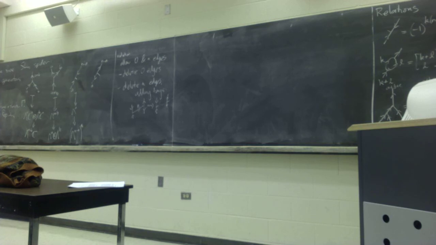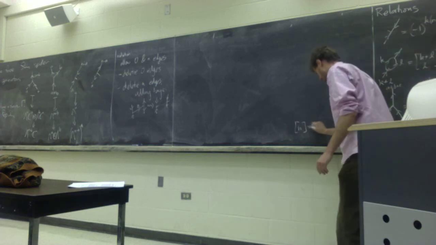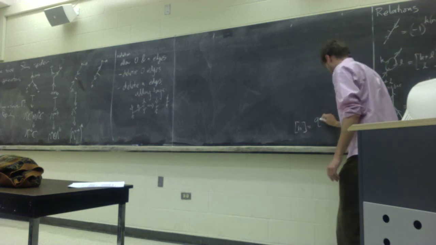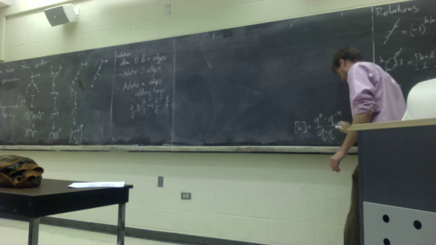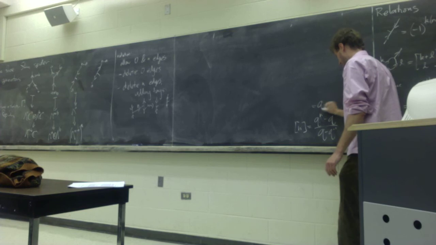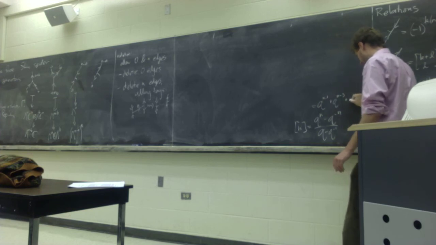Sorry, can I just write down what quantum n is? Oh yeah. So quantum n is q to the n minus q to the negative n over q minus q inverse, or equivalently it's q to the n minus 1 plus q to the n minus 3 plus and so on.